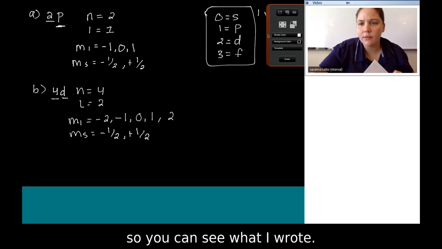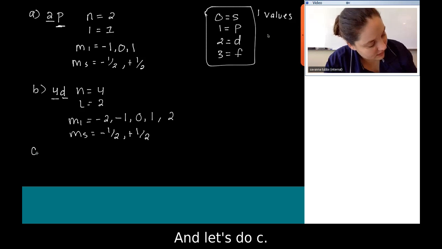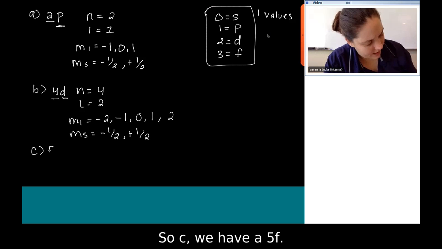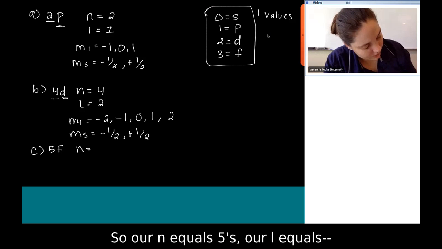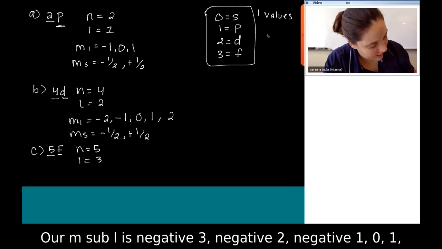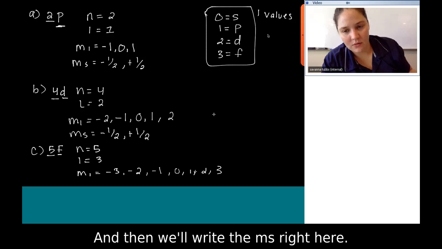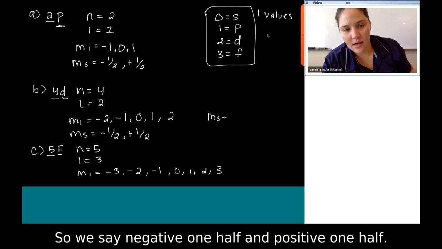Let's move that in real quick so you can see what I wrote. There you go. All right, and let's do C. So C, we have a 5F. So our N equals 5. Our L equals, we have an F, so we have a 3. Our M sub L is -3, -2, -1, 0, 1, 2, 3. And then I'm going to write the MS right here. So we say -1/2 and +1/2.